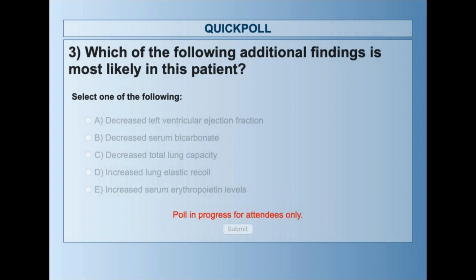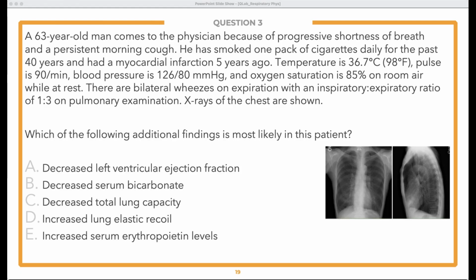Let's see, a little over half of you have voted. I'm sure some of you are wavering between two options. That's okay. Go ahead and pick one. I'll give you a few more seconds here. Okay, so we've got good participation here tonight. Let's share the results.